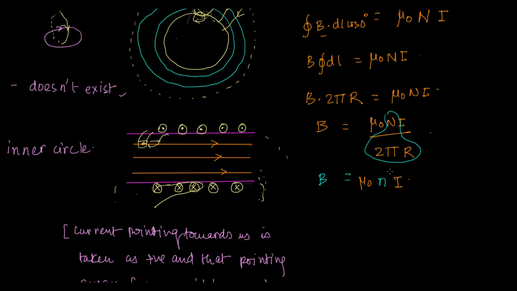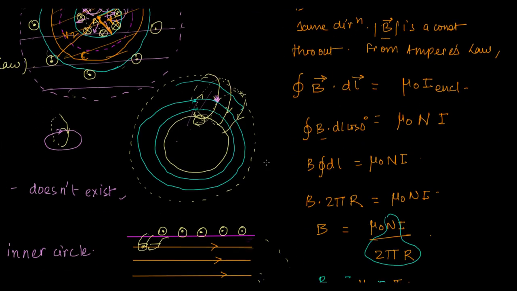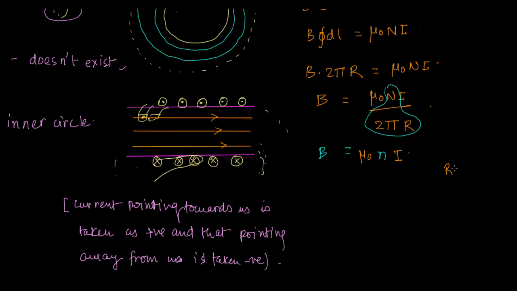This is nothing but the number of turns at the mean of the radius. If it is in between, it is what? If this radius is small r1 and this radius is small r2, then the radius we are talking about, the r, is equal to r1 plus r2 upon 2. Okay? Now, in a sense, the result that you get matches with that of the solenoid.